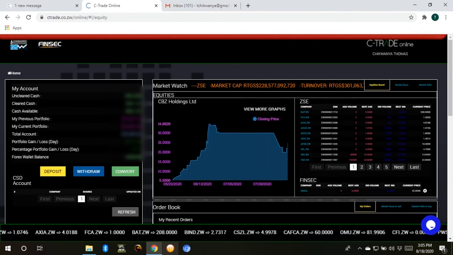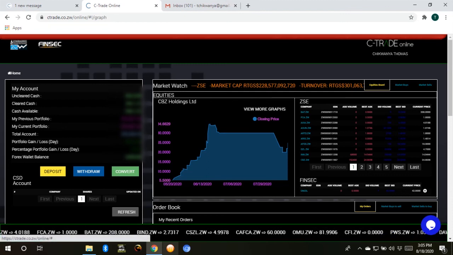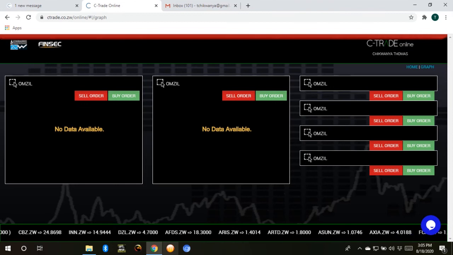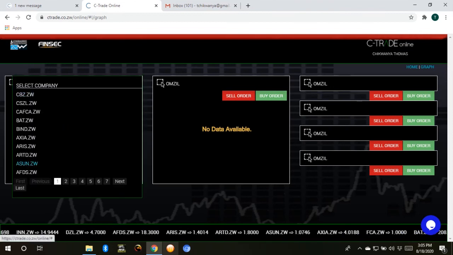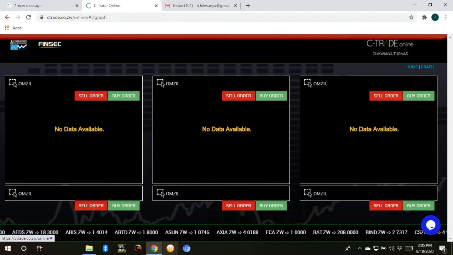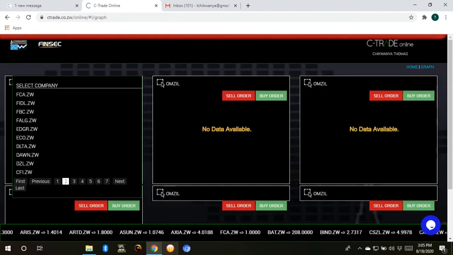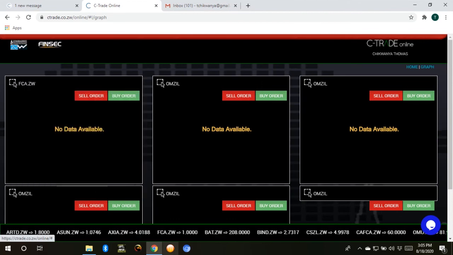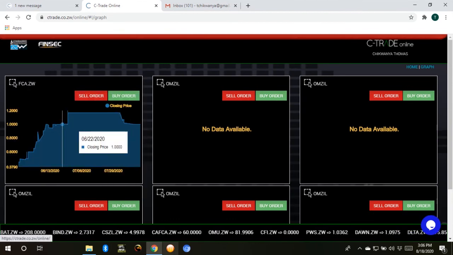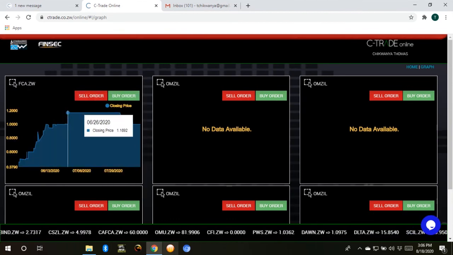You can check the performance of a company's shares by looking at the graph. So you can see how the price of that share changes with time. You can also click more graphs if you want to see the performance of more companies and compare maybe the changes in share prices.